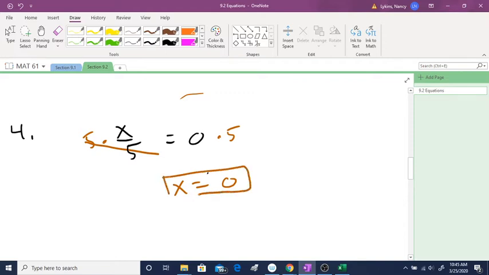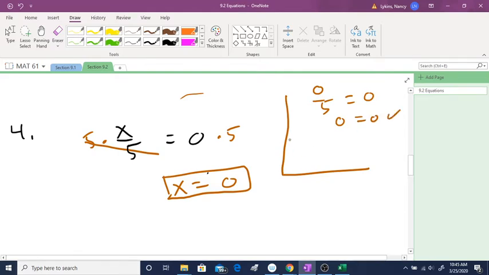Now, kind of like a little mini lesson, if I put in 0 over 5 equals 0, when 0 is on the top, in the numerator, it's 0. That is a true statement. However, this is where I'm going to show you, if it was reversed and it was like 5 over 0, remember that is undefined.